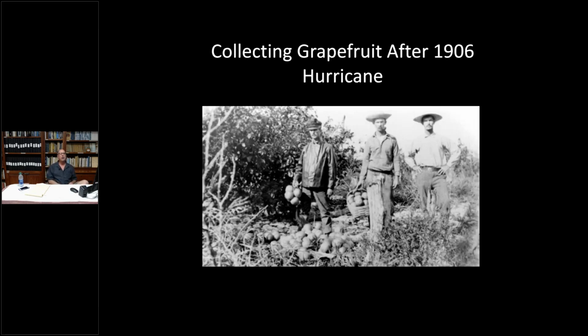But pineapples were not the only crop being grown in the Florida Keys. This is a picture of grapefruit. This is after the 1906 hurricane, and these guys, as well as several others, were out collecting grapefruit that had been blown off the trees. And the account states that there were 5,000 or 6,000 or more grapefruits that they harvested.